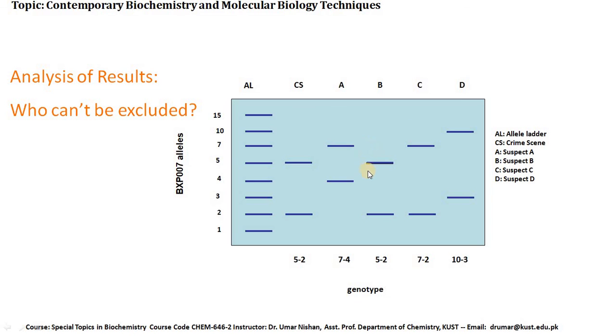So it shows that suspects A, C, and D are innocent, while suspect B is the one that cannot be excluded, because the sample that we got from the crime scene and the sample of B are matching with each other. So it can be concluded that suspect B is the culprit.